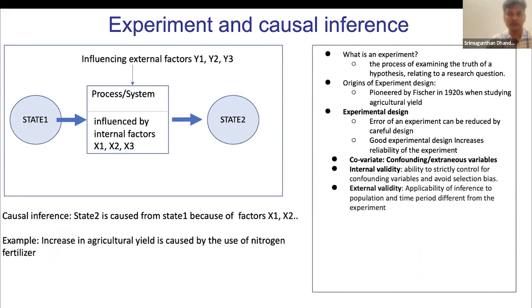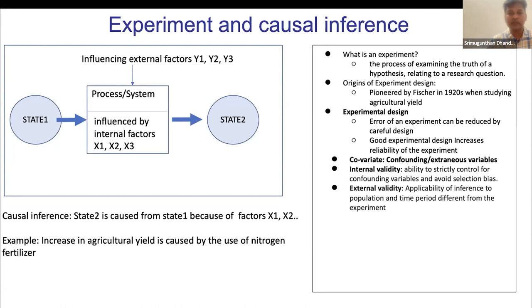The field of experimental design actually came about in the 1920s. It was pioneered by Fisher, who studied the agricultural yield of farmland, okay? If you have a hypothesis, say, that an increase in agricultural yield is caused by using a certain kind of nitrogen fertilizer, okay? That is your hypothesis that you want to verify, okay?